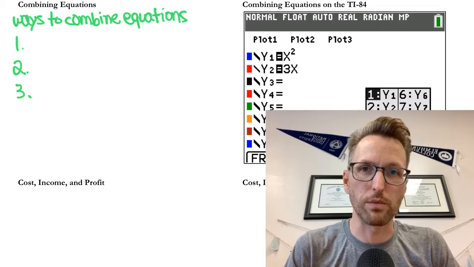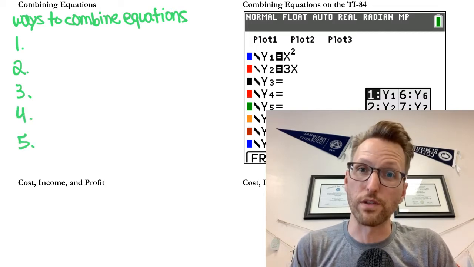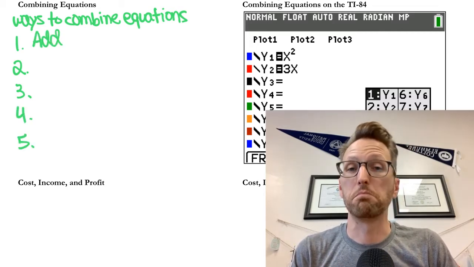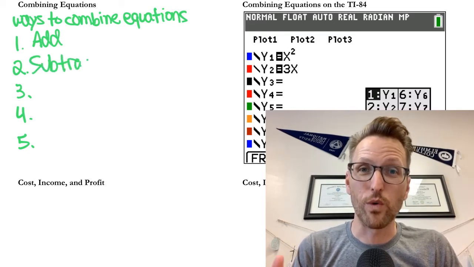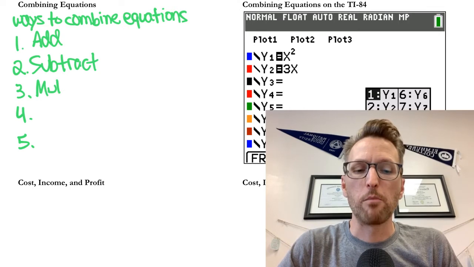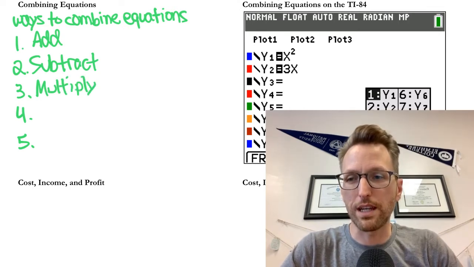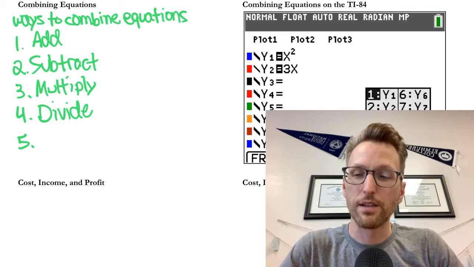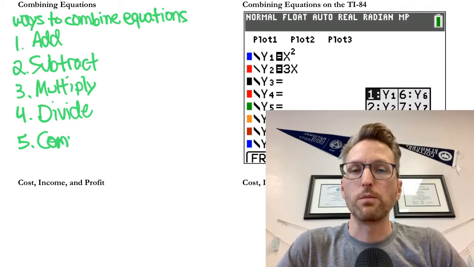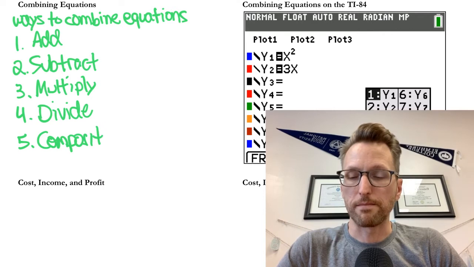Well, the first way is we could add equations or add functions together. Second way is subtract. Third, multiply. 4, divide. But we could also do this unique combination of equations, which is actually called composition. So that's the 5th way. And we usually study these 2 things together.